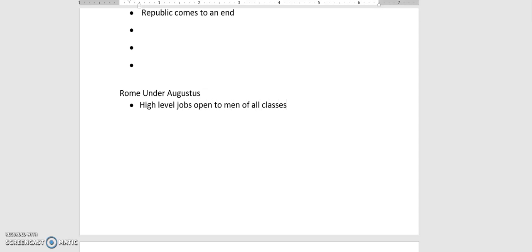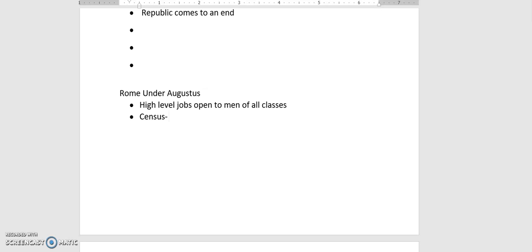you could do high-level government jobs. Of course, this is only going to apply to men, right? Because women were not included in this in terms of jobs and the citizenship. So high-level jobs open to men of all classes. Next, he's going to come up with the census.